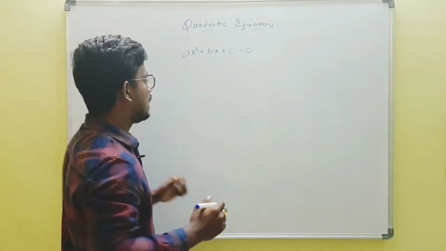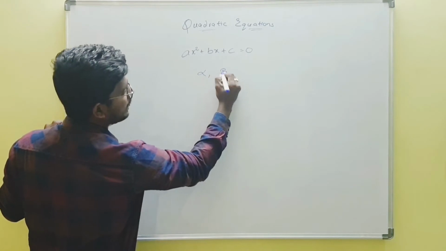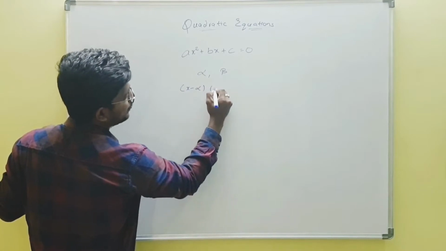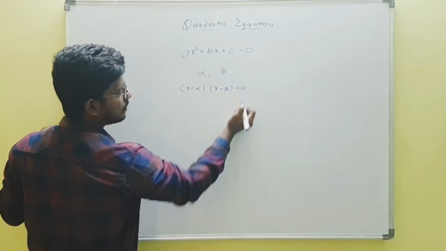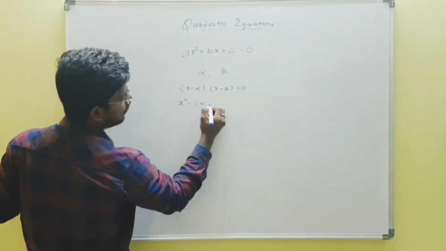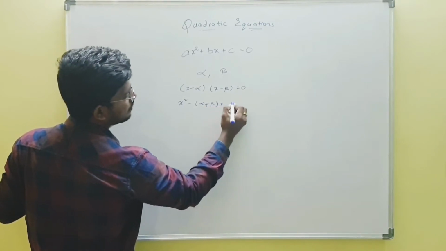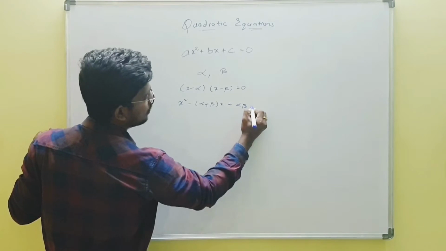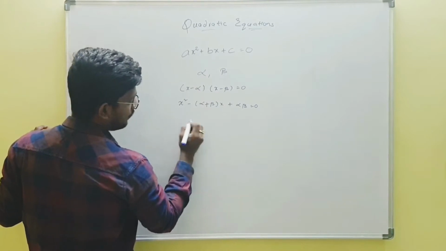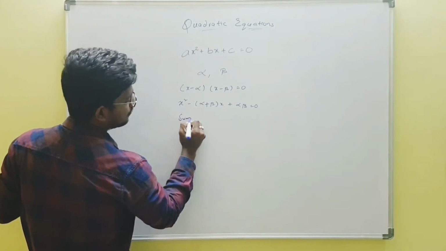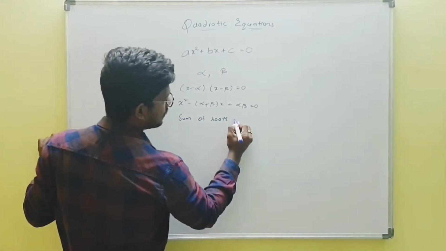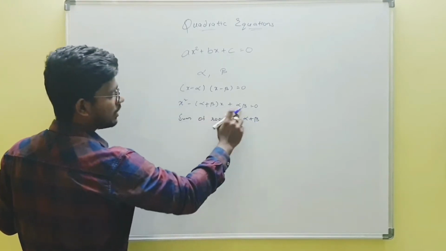Let us consider alpha comma beta are roots of a quadratic equation. Then to obtain the equation, x minus alpha into x minus beta equals 0. By multiplying these two, we get x square minus of alpha plus beta of x plus alpha beta equals 0. Here minus of alpha plus beta is called the sum of roots. Sum of roots is nothing but alpha plus beta, and product of roots is nothing but alpha beta.